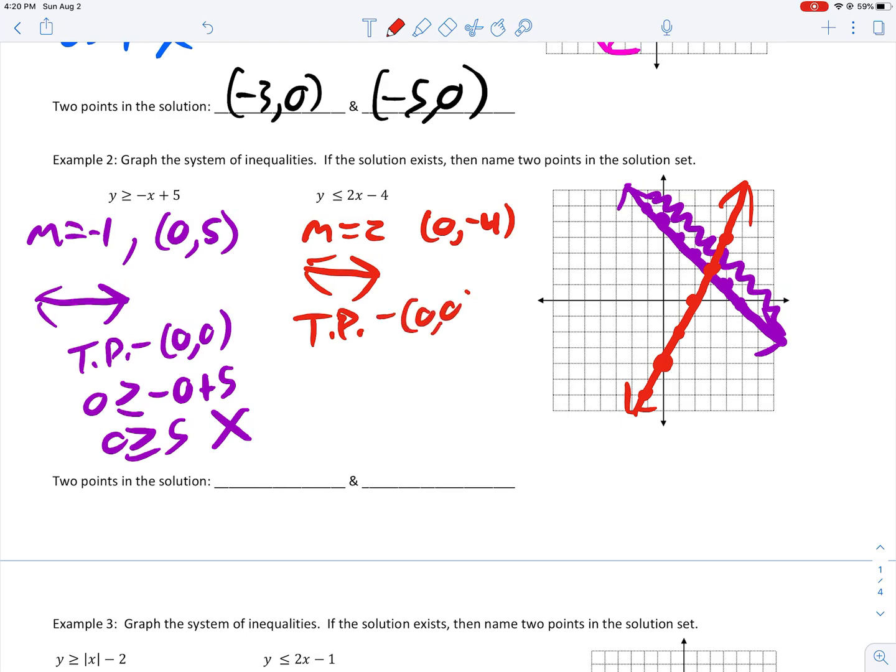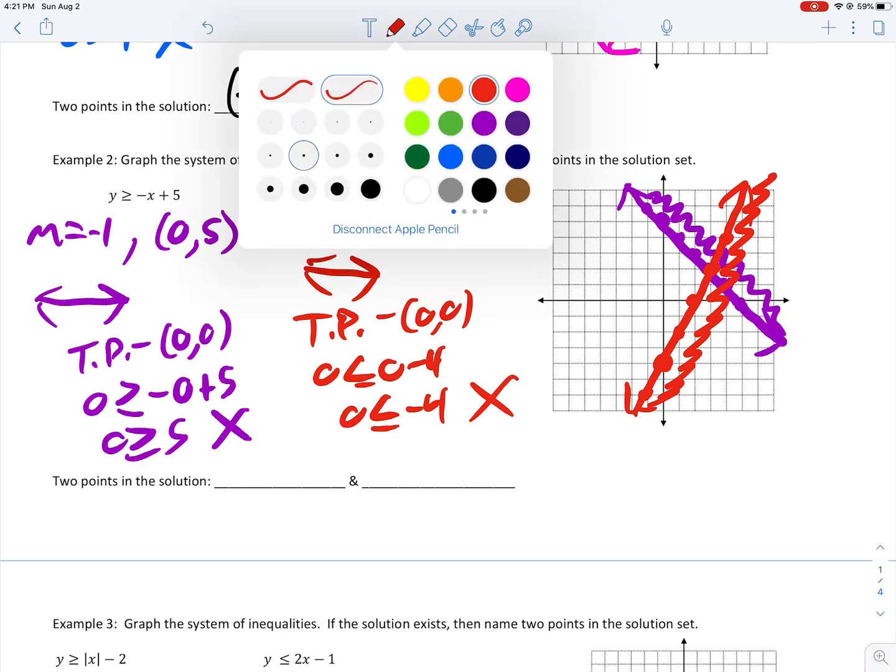And again, you could use a test point. I could use 0, 0 again. 0 is less than 0 minus 4. Is 0 less than -4? No, it's not. So then I would shade below, because 0 is above.